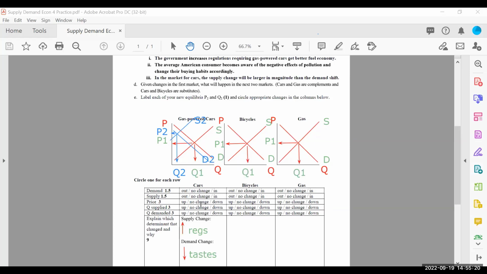Now you have 1, 2, 3, 4, 5 things to circle. 3 choices in each. Did demand shift in or out, or was there no change? Did supply shift in or out, or was there no change? What happened to the price? And then what happened to the quantity supplied and quantity demanded? There are 2 changes. Take a look here real quick. Just let me show you. So we had 1 shift in demand inward along a supply curve there. And then we had another shift inward on a demand curve there. This tells you your quantity changes. Circle where appropriate.